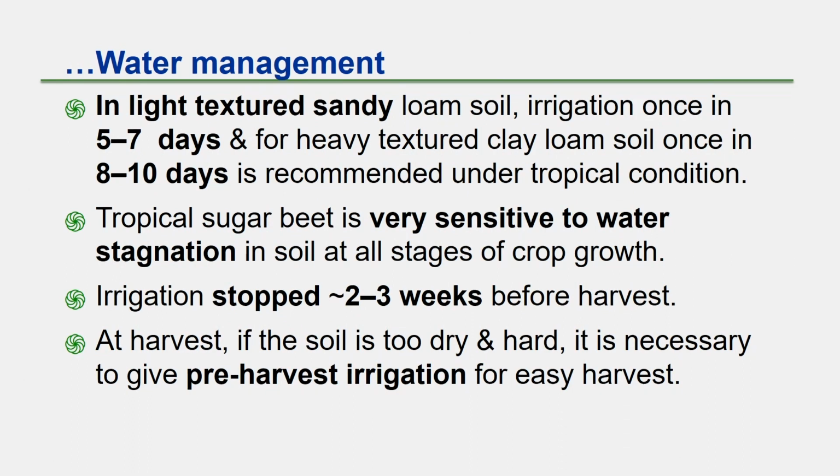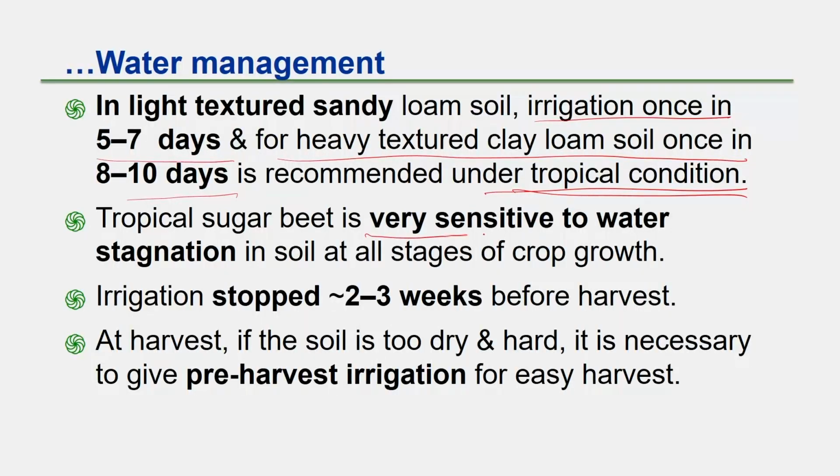In light textured sandy loam soil, irrigation once in 5 to 7 days, but for heavy textured clay loam soil, once in 8 to 10 days is recommended under tropical conditions. This is the case of tropical conditions. Suppose you are growing it in Maharashtra or Karnataka, then the frequency of irrigation is generally more compared to subtropical India, and also varies according to soil type. Tropical sugar beet is very sensitive to water stagnation in soil at all stages of growth.